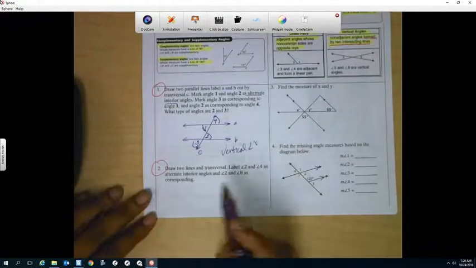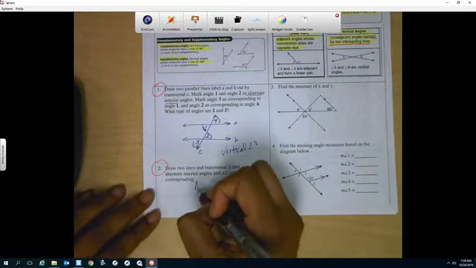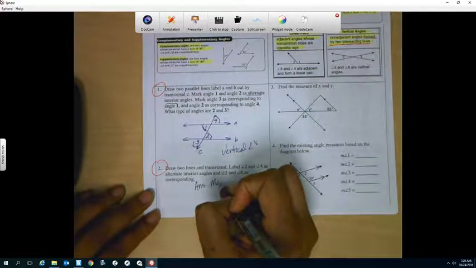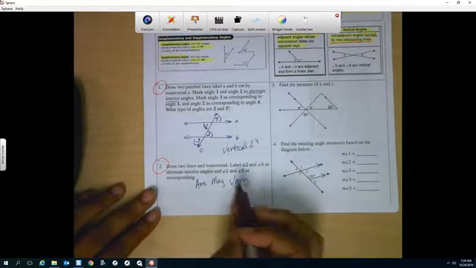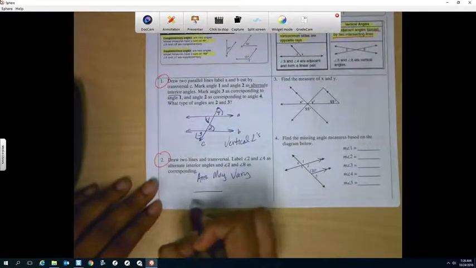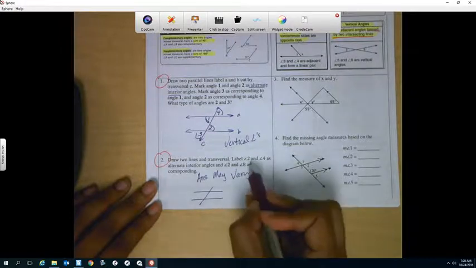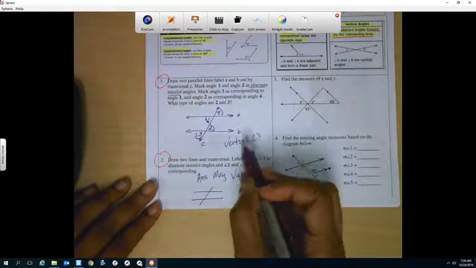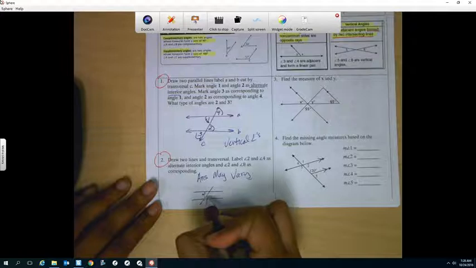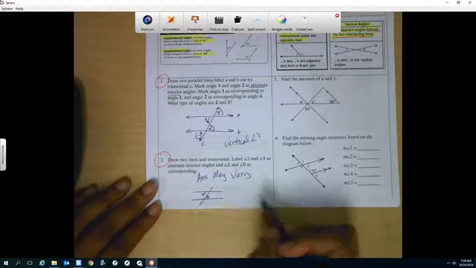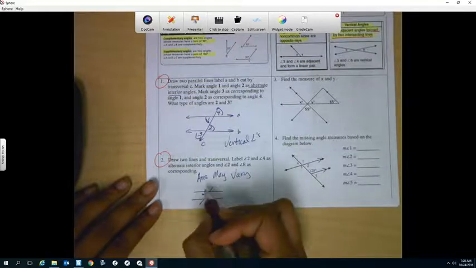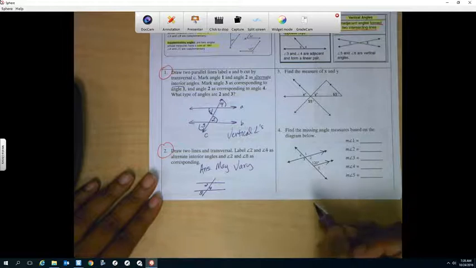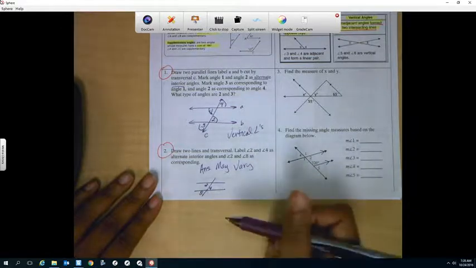All right, so draw two lines. Now on this one, I want you to understand that your answers may vary, but two lines and a transversal. 2 and 4 are alternate interior, just like we did on number 1. So here's 2 and 4. 2 and 8 are corresponding. So 8 would have to go here, and we just want to make sure your picture's right. The picture can vary depending on where you start with your alternate interior.